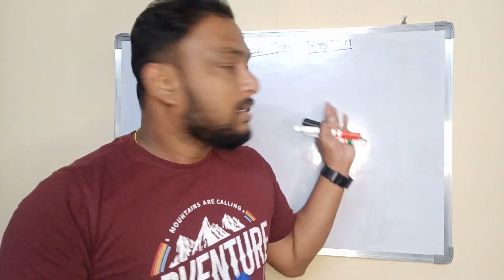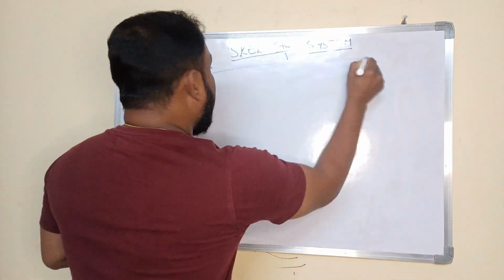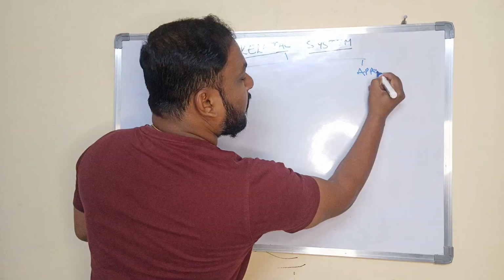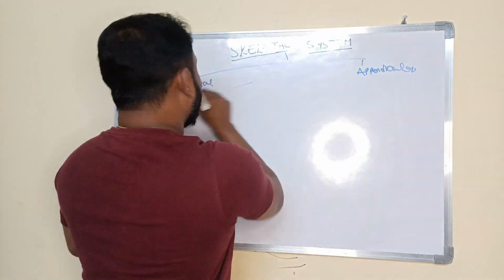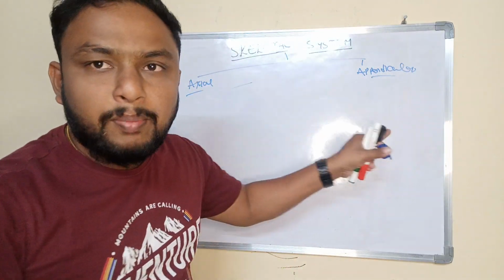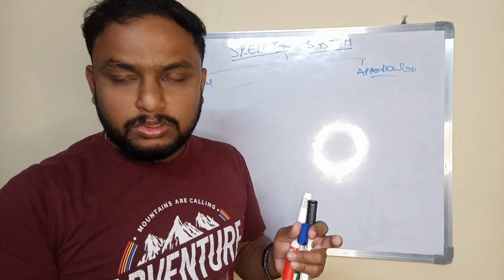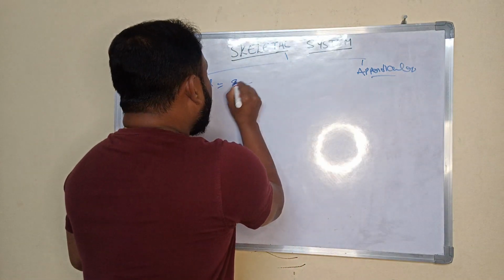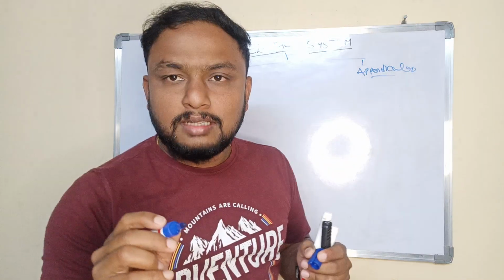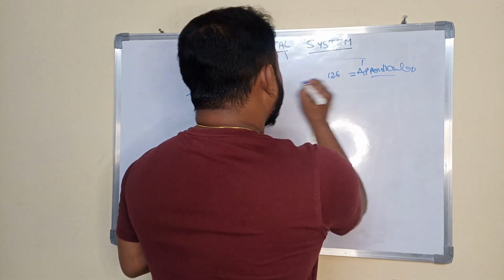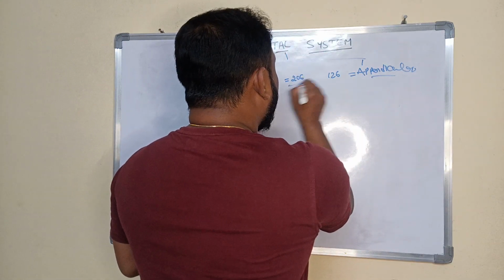In the human body, the skeletal system is divided into two main parts: one is the axial skeletal system, and the other is the appendicular skeletal system. The axial skeletal system consists of the bones present in the central, medial portion of the body. Under the axial skeletal system there are 80 bones. The appendicular skeletal system has 126 bones. Altogether you will have 206 bones.